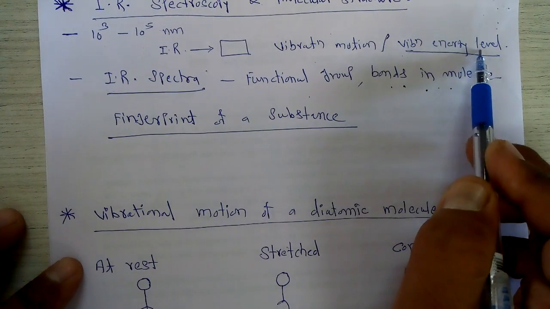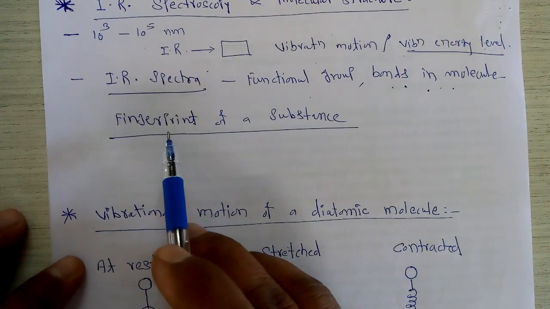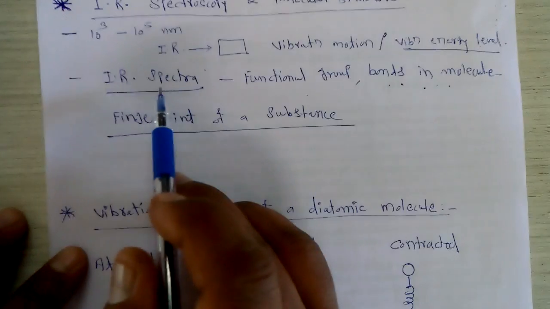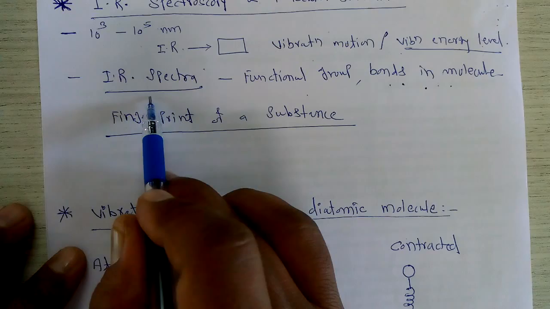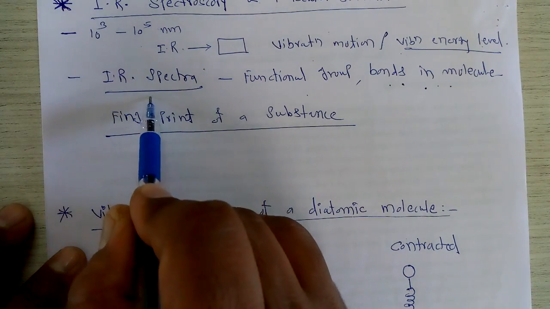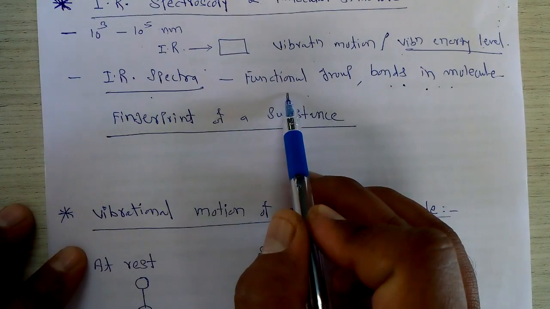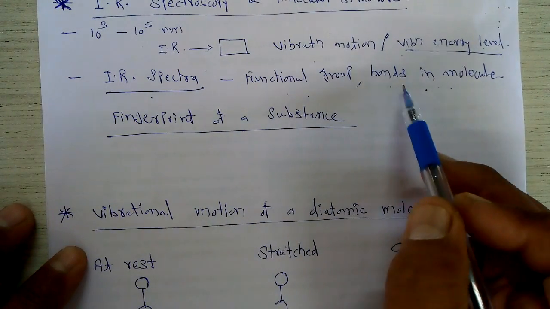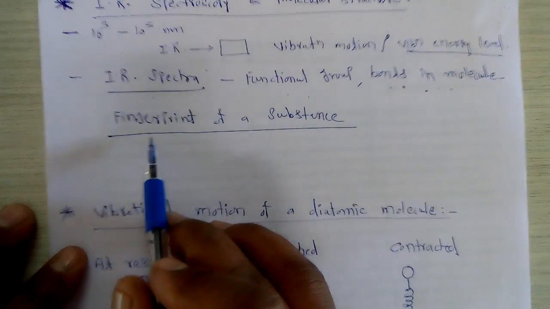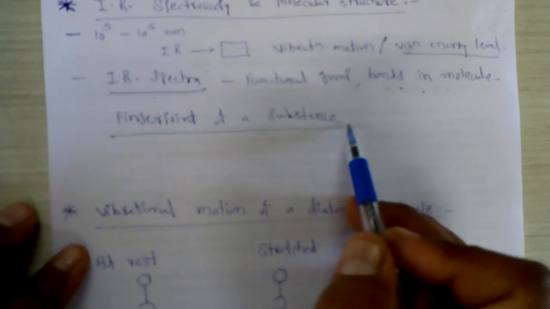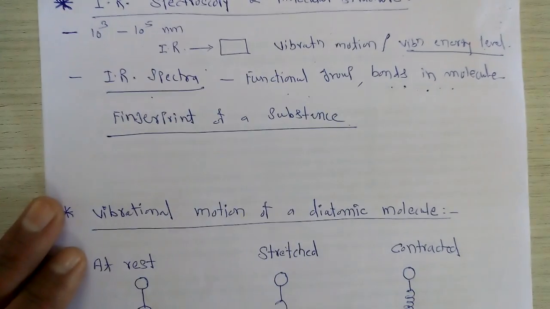When a molecule goes from one vibrational energy level to another, during such an interaction we get a spectrum with characteristic absorption bands. That spectrum is called the IR spectrum. From this IR spectrum, we get information regarding what type of functional groups are present in a molecule as well as the different bonds present, and that's why the IR spectrum of a substance is called the fingerprint of a substance or of a molecule. So this is a simple introduction to IR spectroscopy.